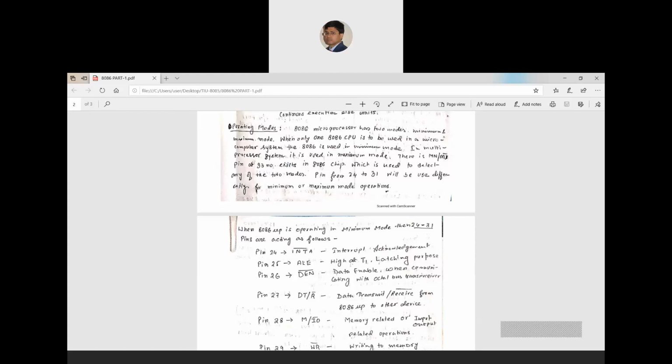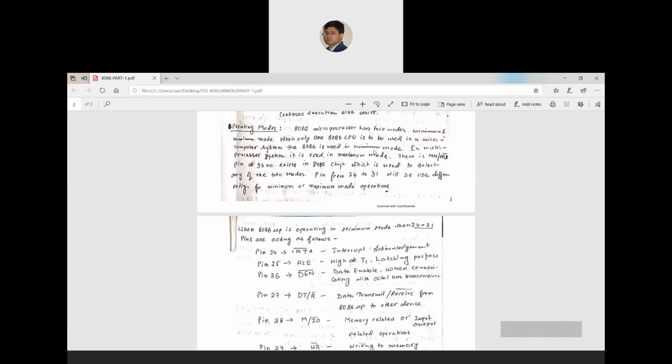Basically it is like this: when only one 8086 CPU is to be used in a microcomputer system, the 8086 is used in minimum mode. So that means the 8086 microprocessor can be used in two modes, minimum or maximum, or rather I can say in a system of a single processing unit or multi processing unit. If I say it this way, it will be easier to understand.